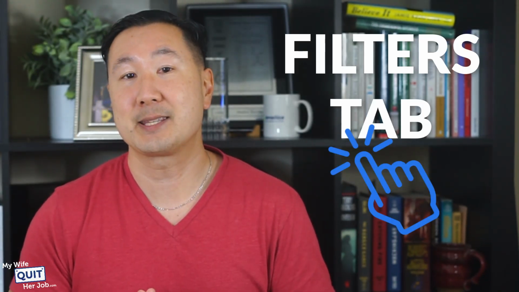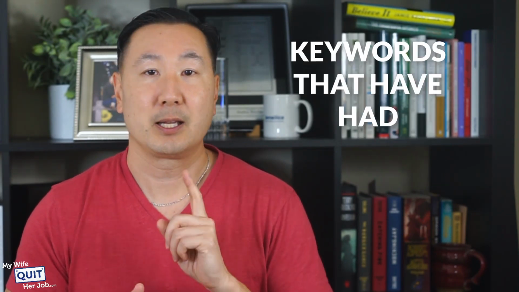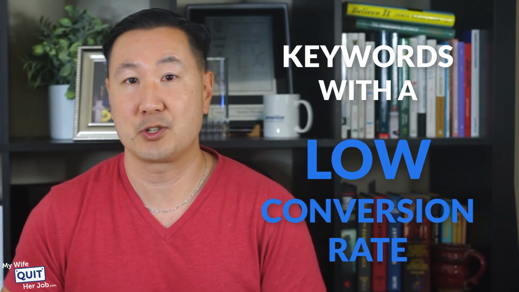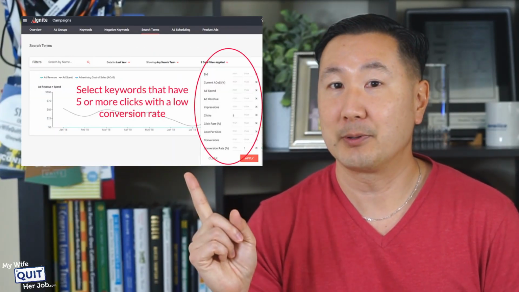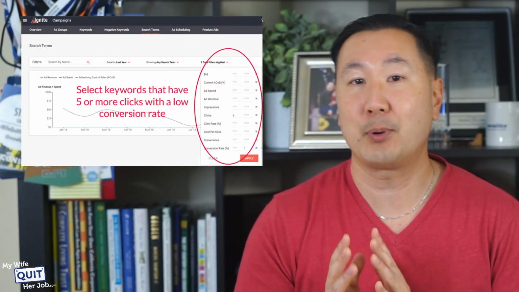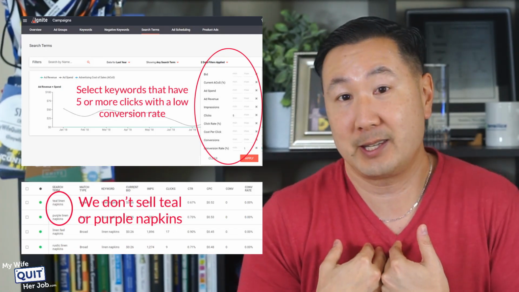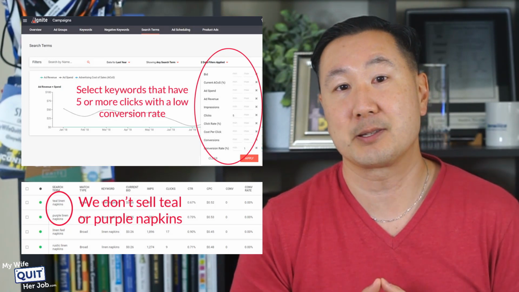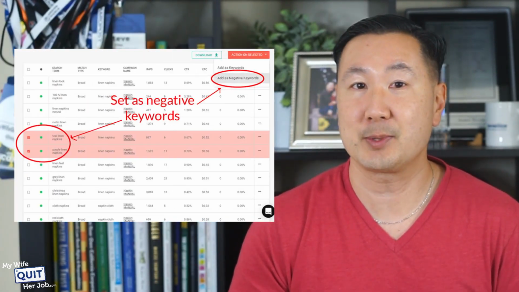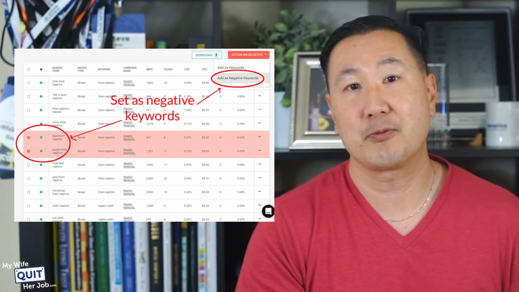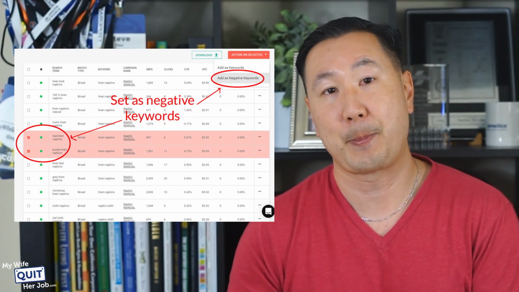And the first thing that I do is click on the Filters tab and select the following parameters: keywords that have had 5 clicks or more, and keywords with a low conversion rate. Now, in this example, the keywords teal linen napkins and purple linen napkins are not converting at all. Well, guess what? It's because we don't sell teal linen or purple linen napkins. As a result, I set these terms as exact match negative keywords for this campaign so I don't show ads for those search phrases going forward.